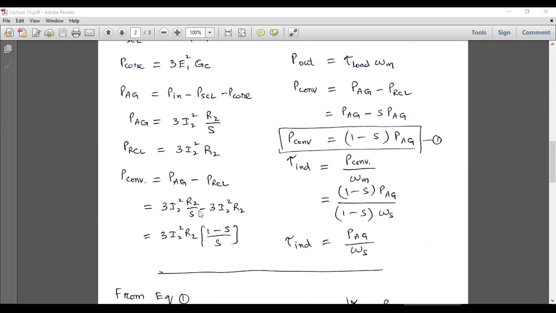And induced torque is calculated by P converted over omega M. And P converted is equal to 1 minus S into PAG, and omega M is equal to 1 minus S omega S. Okay, so these 1 minus S terms will be cancelled out. So another expression for the induced torque is the ratio of PAG to omega S. So these two expressions are identical, and P converted over omega M or P air gap over omega S, both are equal.